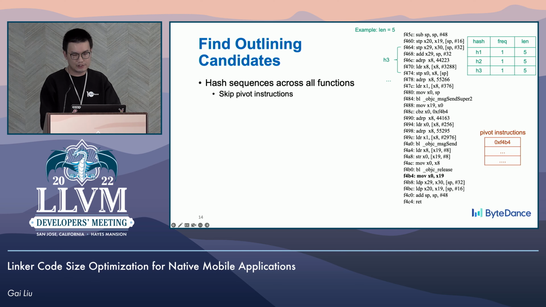Increasing the max length gives diminishing returns, and in practice, we found that a max length of 12 is enough to capture almost all the repeated sequences in the programs.